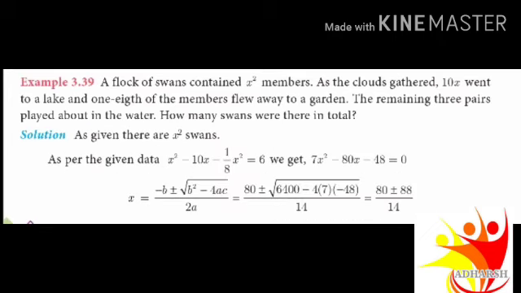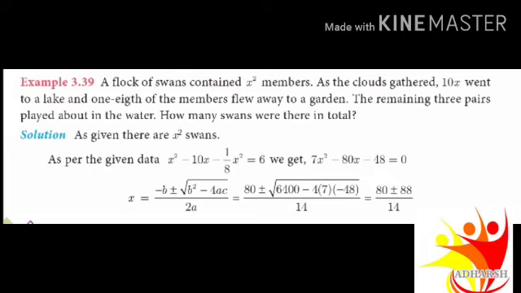Example 3.37. A flock of swans contains x square members. As the cloud gathered, 10x went to a lake, and 1/8 of the members flew away to a garden. The remaining 3 pairs played about in the water. How many swans were there in total?